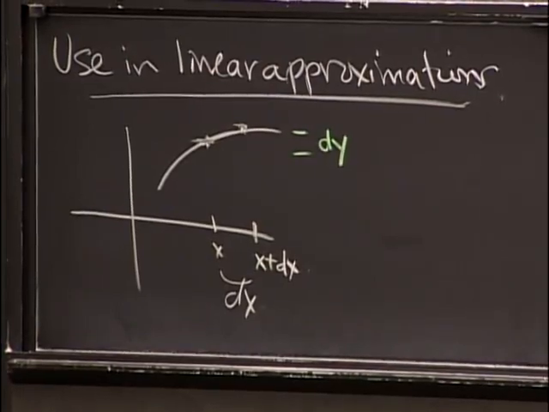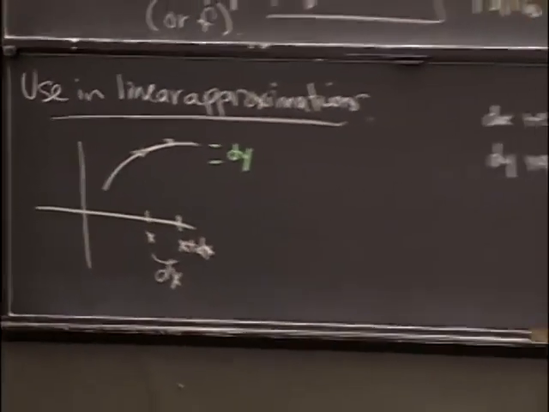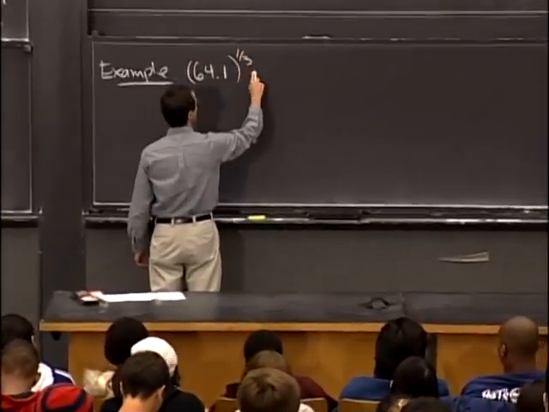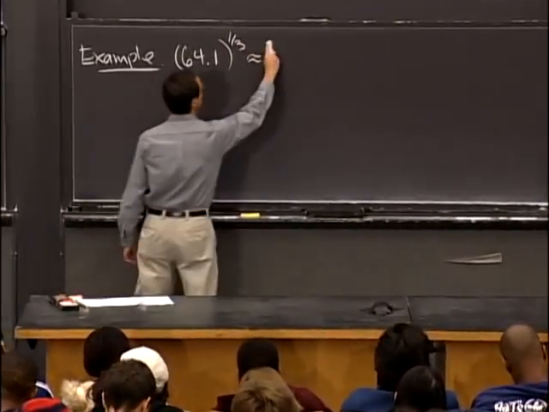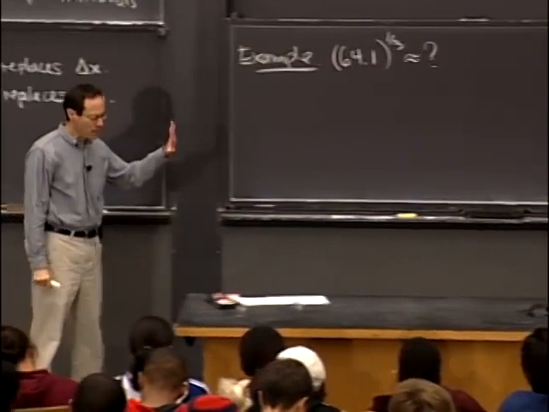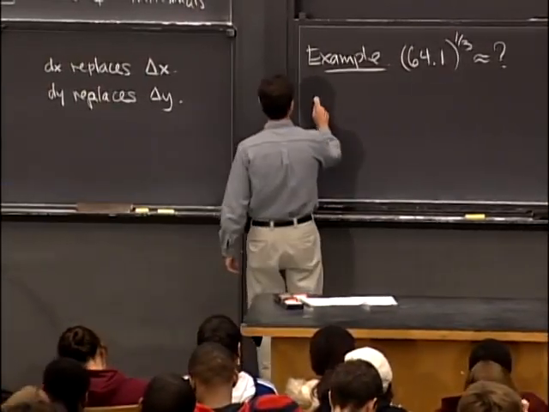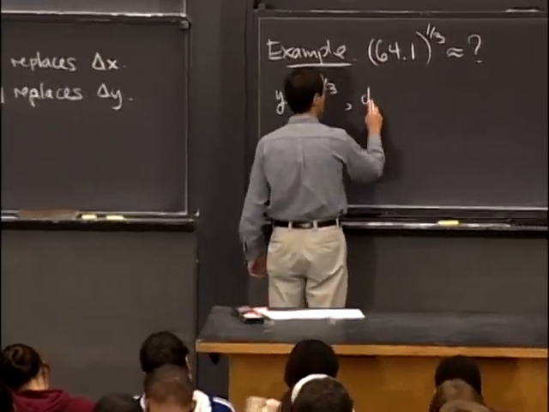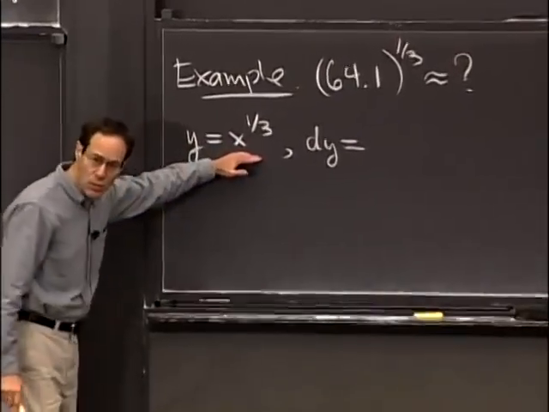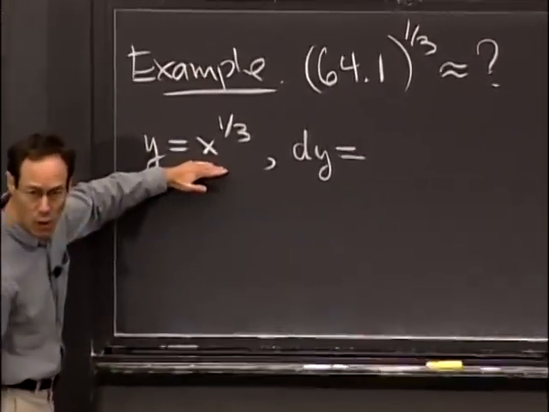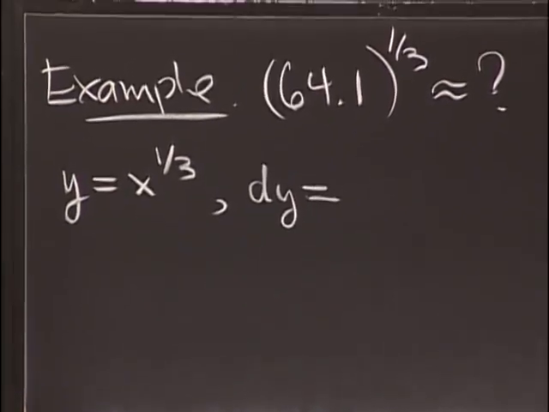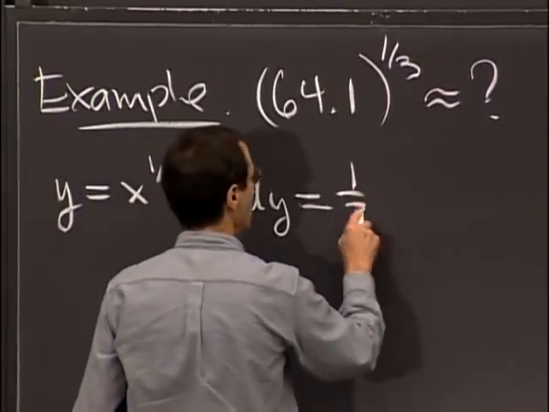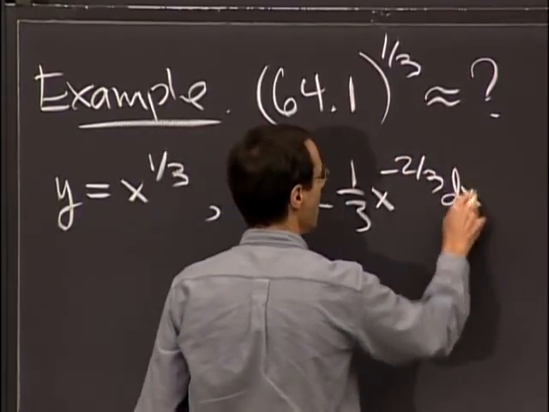So for an example of linear approximation, we'll say, what's 64.1 to the 1/3 power approximately equal to? Now I'm going to carry this out in this new notation. The function involved is y equals x to the 1/3, and then its differential, dy. I want to use this rule to get you used to it, because this is what we're going to be doing all of today: differentiating, or taking the differential of y. So that is just the derivative: 1/3 x to the minus 2/3 dx.